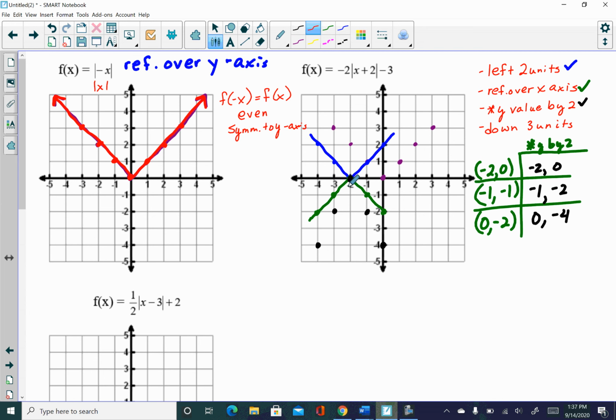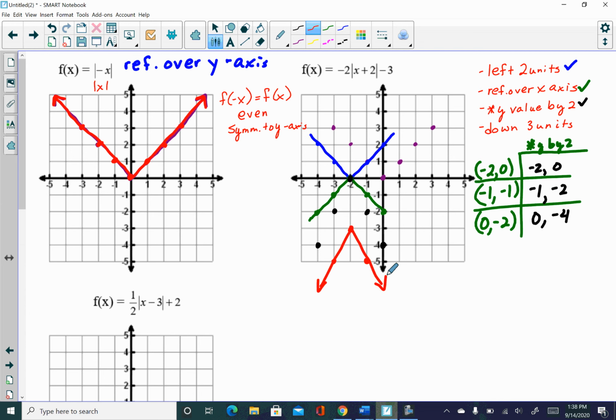And I will go to the red. I'm going to shift each of these down 3 units. So I'm going to start with the vertex. I'm going to go down 1, 2, 3. Down 1, 2, 3. That's about all I'm going to be able to show here on the graph. And take this one, go down 1, 2, 3. And that would be our final graph.